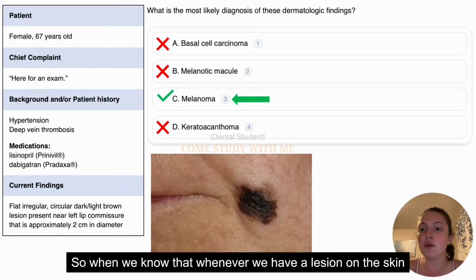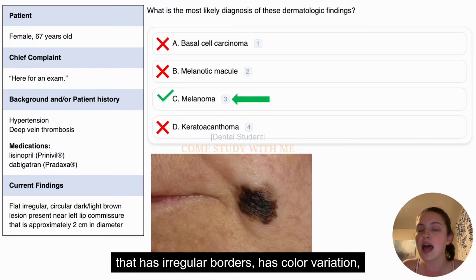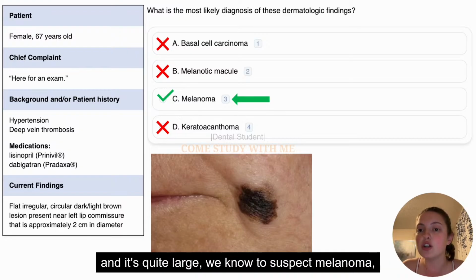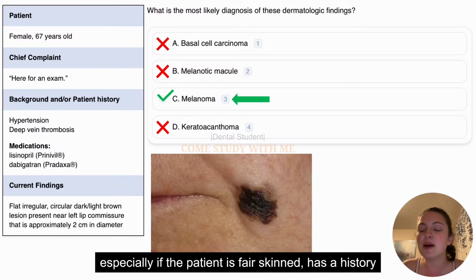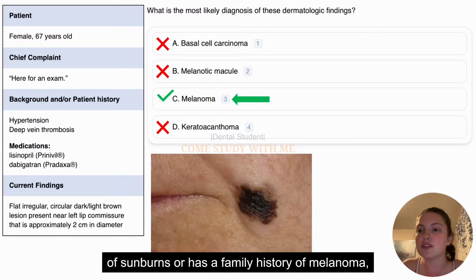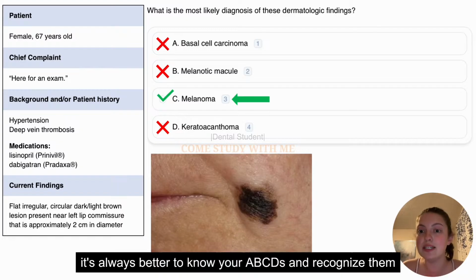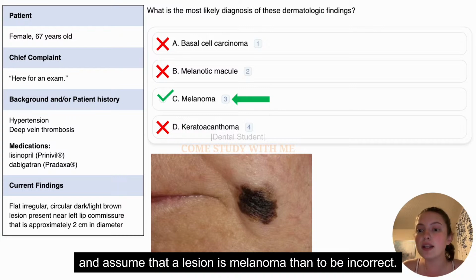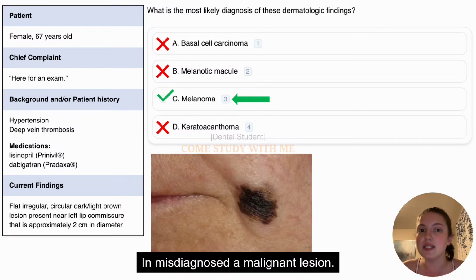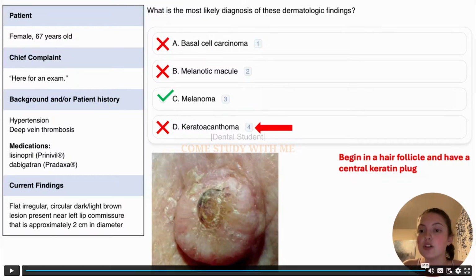So we know that whenever we have a lesion on the skin that has irregular borders, has color variation, and is quite large, we suspect melanoma, especially if the patient is fair-skinned, has a history of sunburns, or has a family history of melanoma. It's always better to know your ABCDEs and recognize them and assume that a lesion is melanoma than to be incorrect and misdiagnose a malignant lesion.